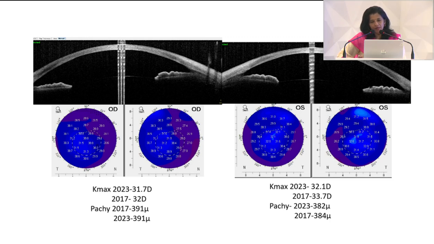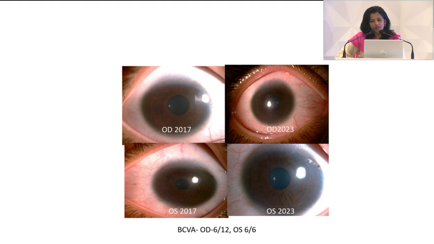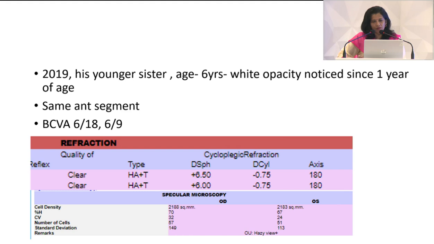So again, between 2017 and 23, you will see the stability in the Kmax and pachymetry. There's not much change. That's why at present it is still not a condition which is described as progressive in nature. So these are the photographs of the patient seen in 2017 and 18, where you'll see microcornea, dense arcus-like changes, and central macular opacity.